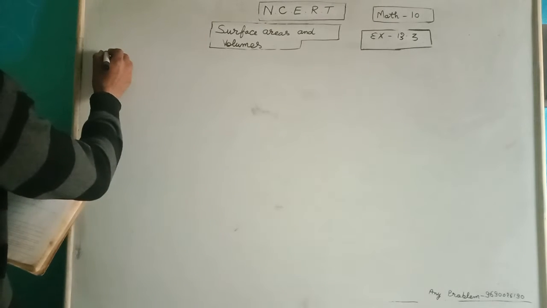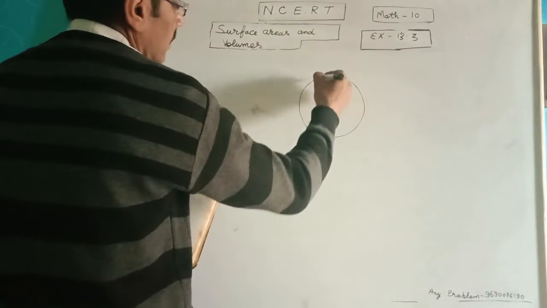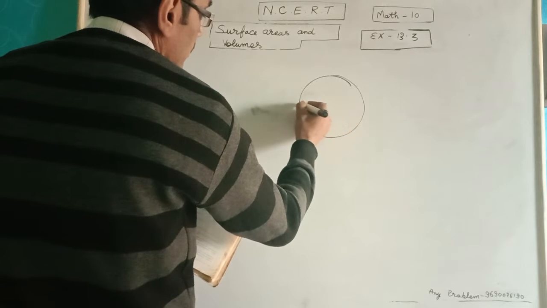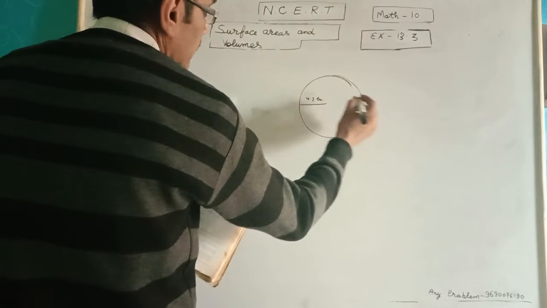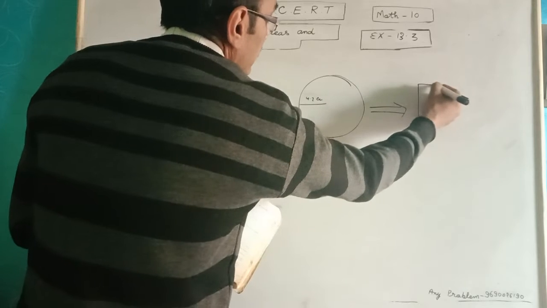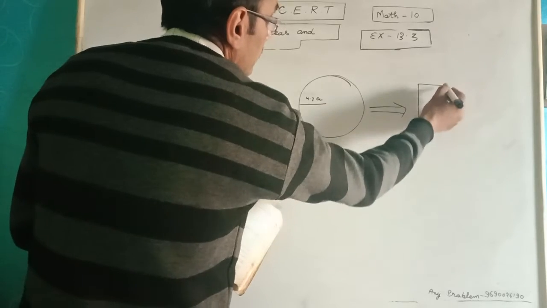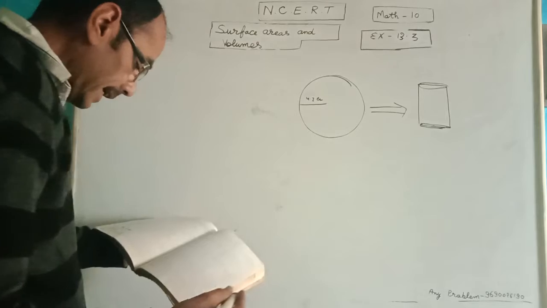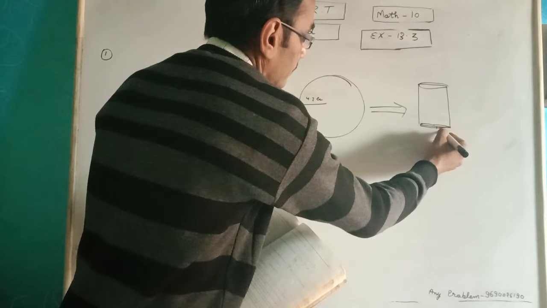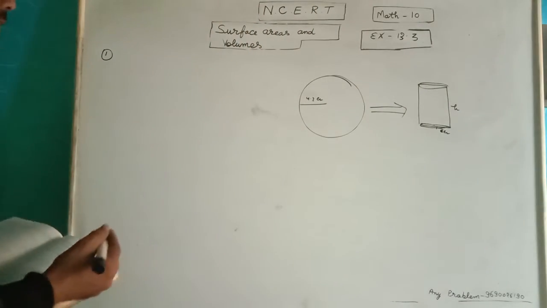Question number 1. One is a sphere whose radius is 4.2 cm. After melting, it is recast into a cylinder whose radius is 6 cm. Find the height, that is the question.